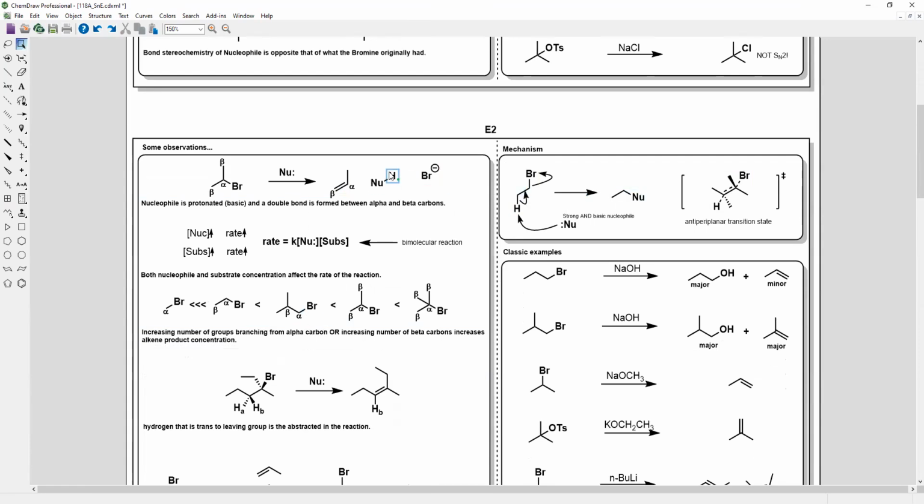If the nucleophile is coming out protonated from this reaction and we're forming a double bond, that must mean the nucleophile is taking a proton from this beta carbon. Okay, let's add that in actually. So it's taking a proton from this beta carbon, shifting electrons between that alpha and beta carbon to form a double bond. And then the alpha carbon loses its leaving group, which is that bromine.